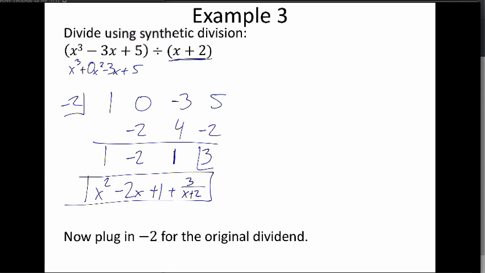Now the bottom part of this says also now plug in negative 2 into the original dividend. So plugging that back into the original, negative 2 to the third minus 3 times negative 2 plus 5. Cleaning that up a little bit, negative 2 to the third is negative 8. Remember to put that in parentheses. Minus 3 times negative 2, in other words, plus 6 plus 5. So negative 8 plus 6 is negative 2 plus 5 is 3. 3. We'll come back to that.